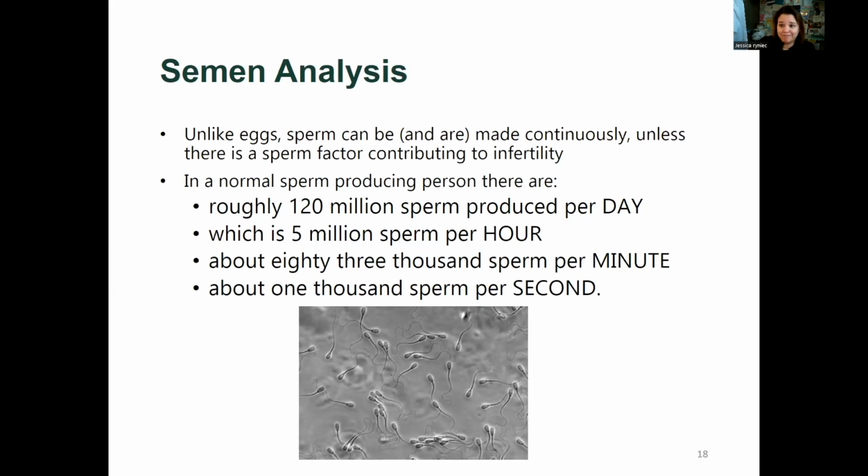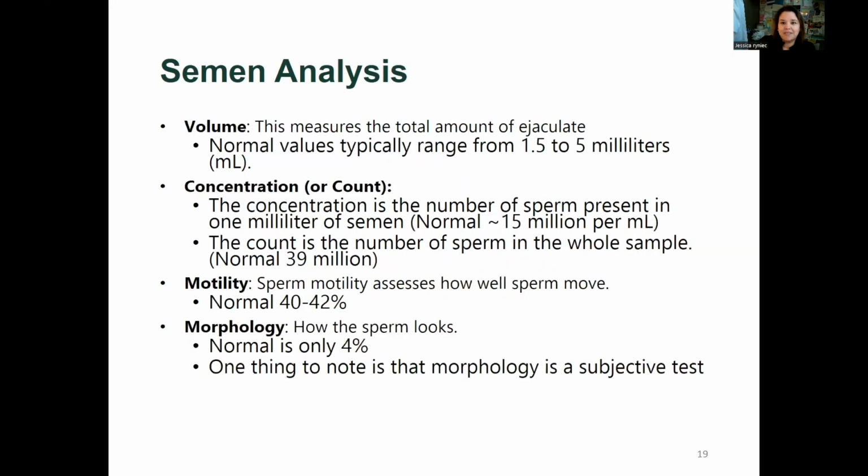And unlike eggs, sperm can be and are made continuously unless there's a sperm factor contributing to infertility. So much sperm, in fact, that in a normal sperm producing person, there's 120 million sperm produced per day, which ends up to be about 5 million per hour, about 83,000 per minute, and about 1,000 sperm per second, which is just insane that anything else is going on in the body with that much sperm production and energy devoted to that. So what is the semen analysis?